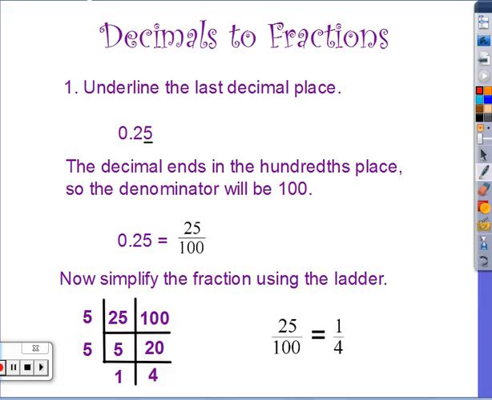So before we can add and subtract fractions and decimals together, we have to make sure we can add and subtract decimals and change decimals to fractions and fractions to decimals. So we're going to start off with decimals to fractions.